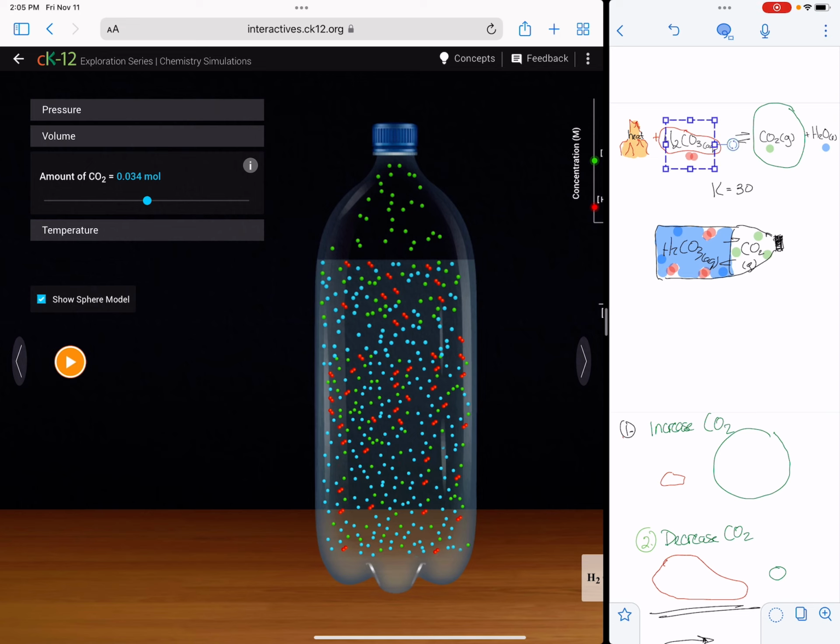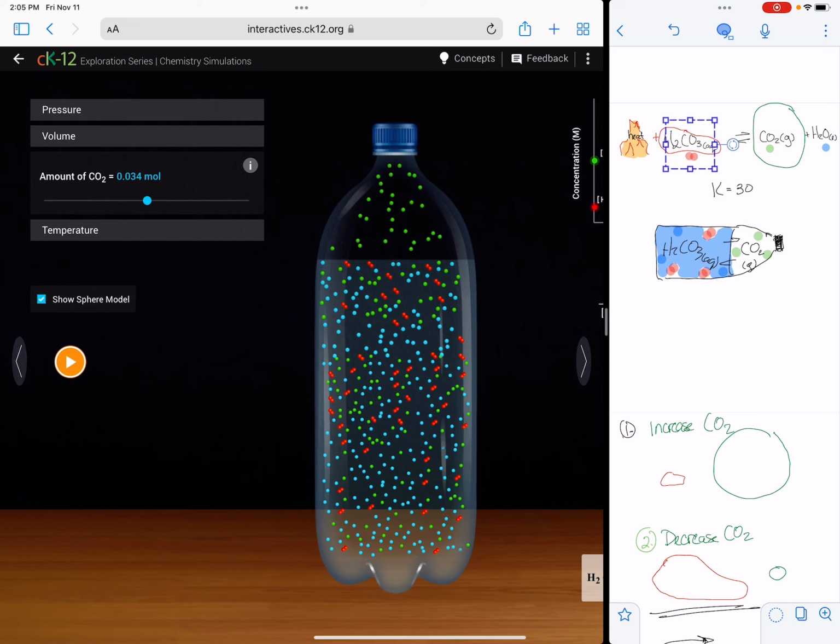So we did the same thing both times. We increased the CO2 and it caused basically more of the reactant to be made. Now let's do it the other direction. This time we're going to decrease the CO2. So we're making the right-hand side less. When you decrease it, it's basically going to remake more of what you lost.